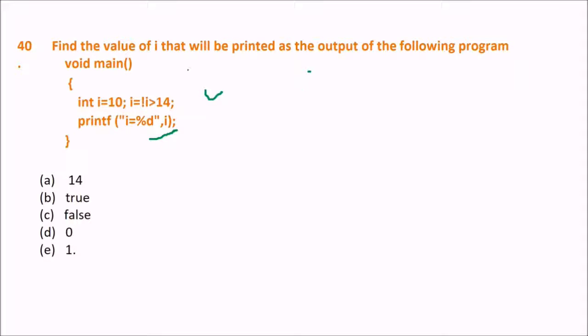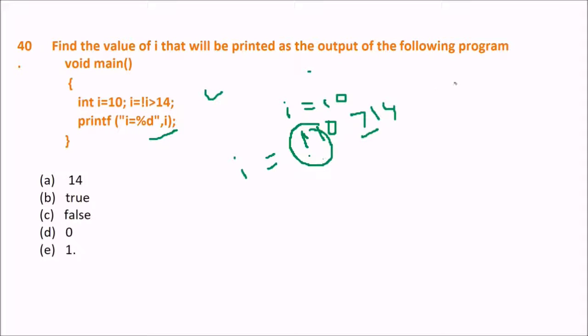This is really a tricky question, so let me tell you how this will go. See, i is 10. Now, not of 10, that is i greater than 14, is assigned to i. But not is a unary operator, so it has precedence over greater than. So first this will be computed.